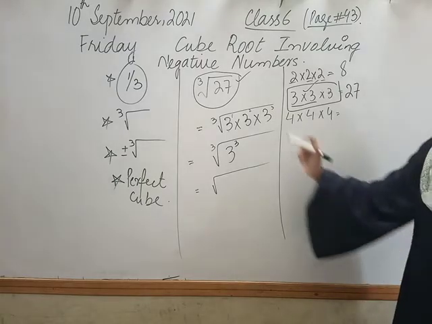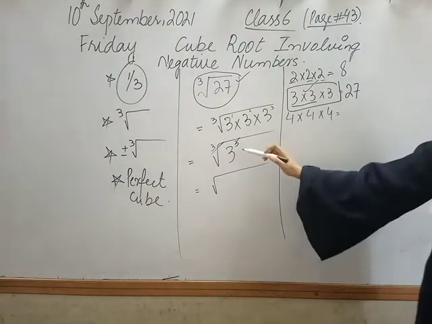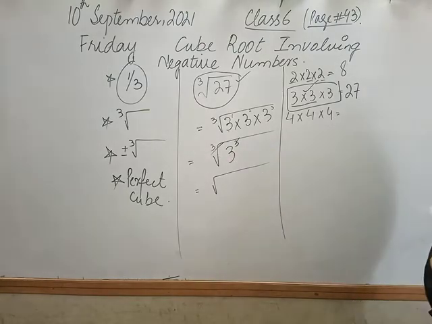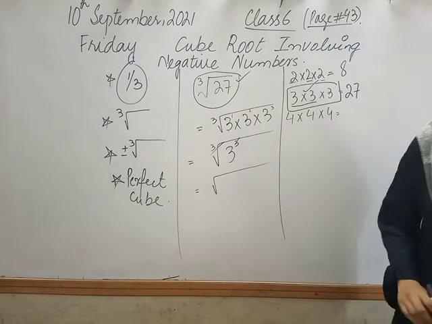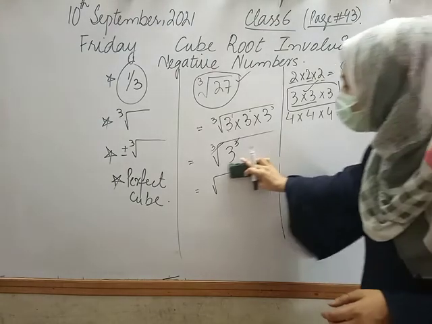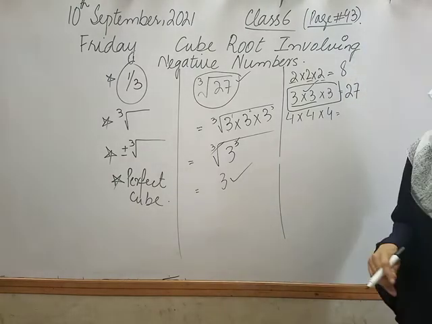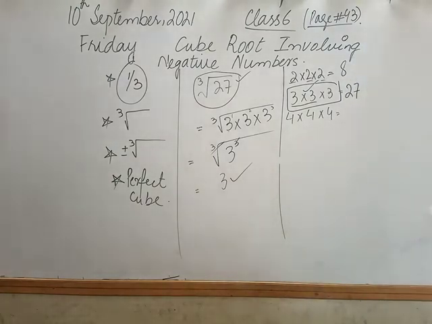Now class, this 3 will be cut by this root. What will this 3 be cut by? This 3. In the end, what do we have left? Very good, 3. So cube root of 27 is 3. Fine. Cube root of 27 is 3.